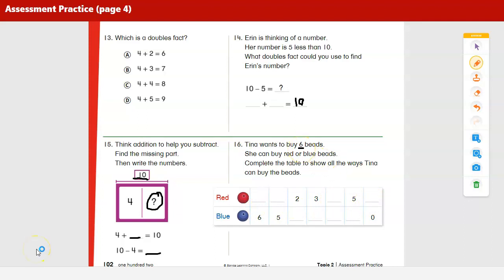We'll be sending all of our grown-ups the answers to the assessment practice so that you can be checking your answers at home. I'm sure everyone did such a great job, and if you have any questions before we take the assessment tomorrow, please let me know.